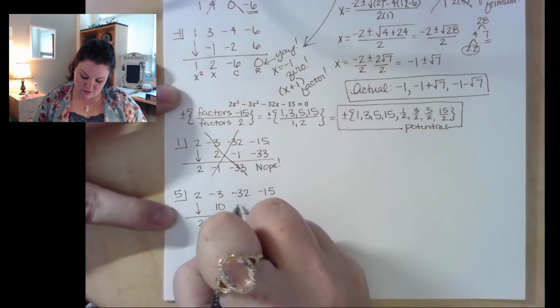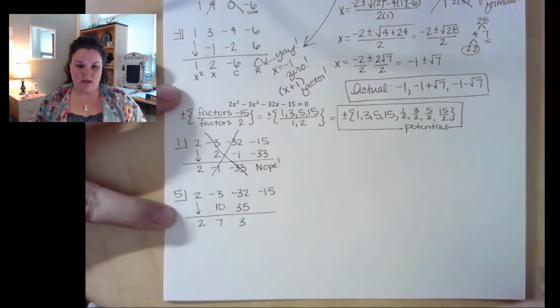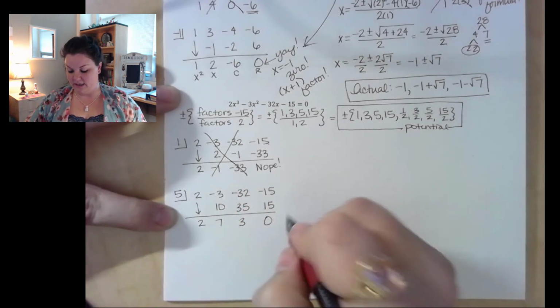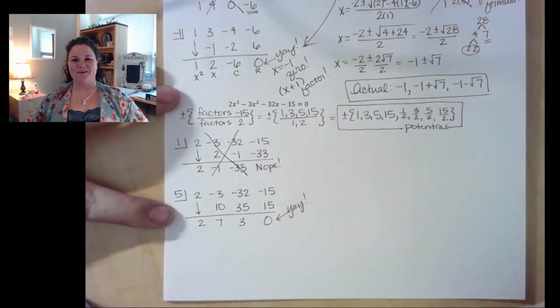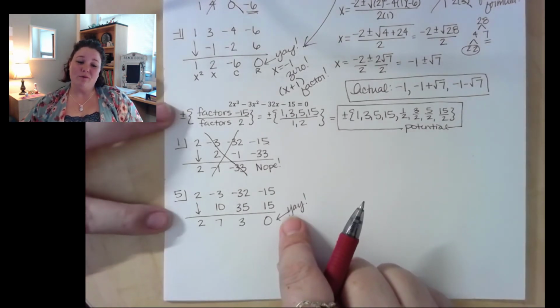7 times 5 is 35, which will leave me with a 3. And then 3 times the 5 in my box gives me a 15, which gives me the 0 I needed. Yay! And there's great rejoicing from all of you. I can feel it.